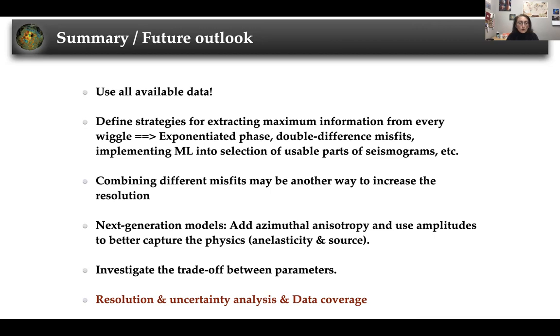But of course, while we are performing all these efforts, we need to keep an eye on the resolution, uncertainty analysis, and data coverage problems, which I think are the three major problems right now of global seismology that we need to spend more time on.